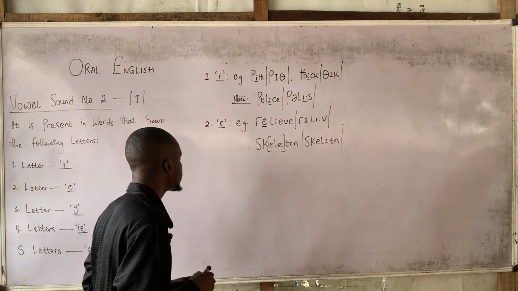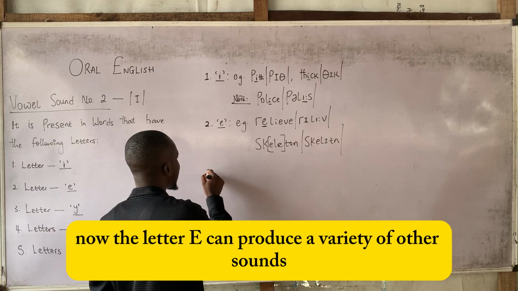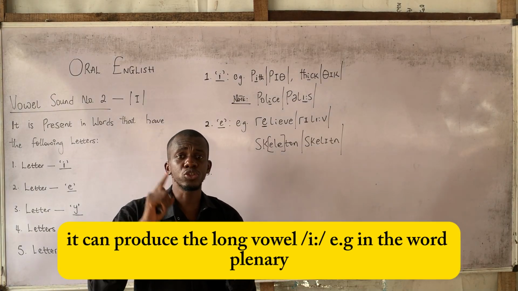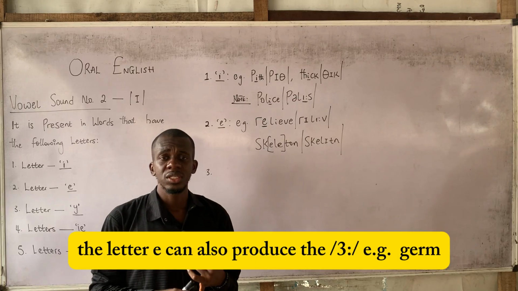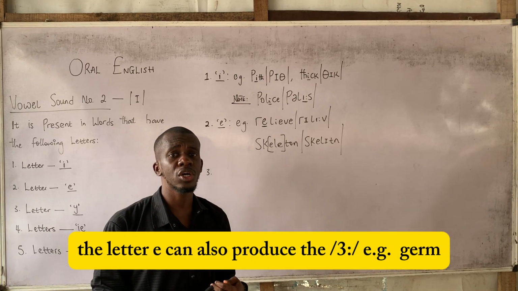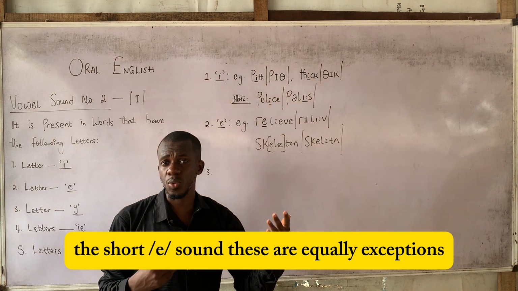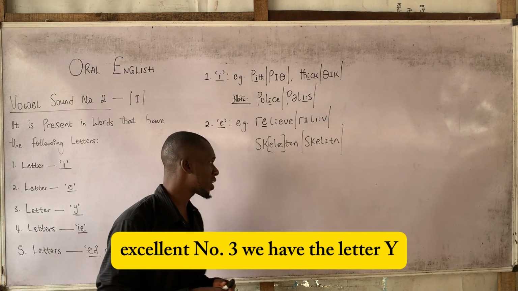Excellent. Now, the letter E can produce a variety of other sounds. It can produce the long vowel E. The letter E can also produce the air sound, the short air sound. These are equally exceptions. Excellent.